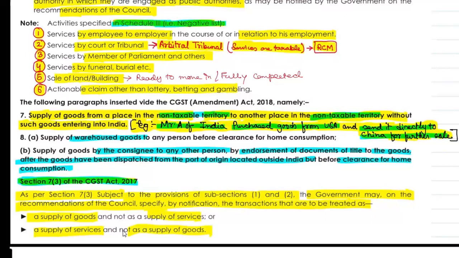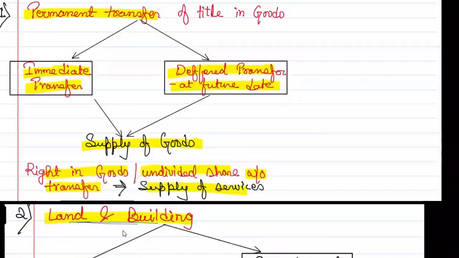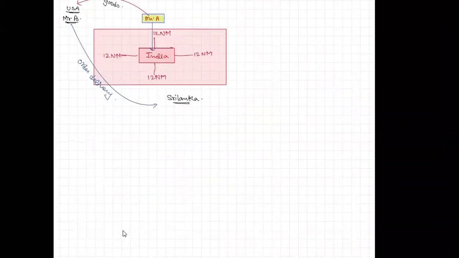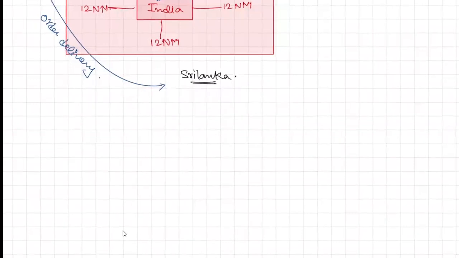Okay. So what it said is: supply of goods by the consignee to any other person by endorsement of document of title to the goods after the goods have been dispatched from the port of origin located outside India, but before clearance for home consumption. No worries, very simple thing. Once you move on to the custom, these all are nothing. Now see what happens in it.